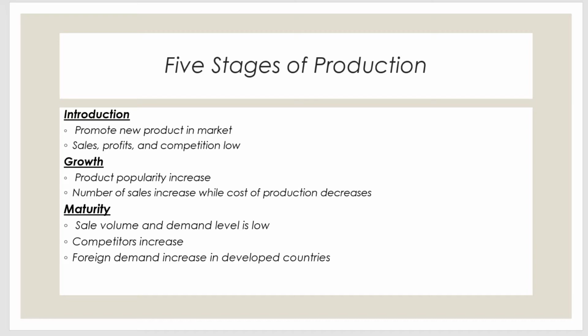In more detail, the 5 stages of production are introduction, growth, maturity, saturation, and decline. Introduction is when the producer first promotes the product and there's very low consumer attraction, meaning sales, profits, and competition are also low. Growth is where the product's popularity begins to increase and attracts more consumers, leading to the number of sales to increase. This will also cause the company to have more income to lower the cost of production.